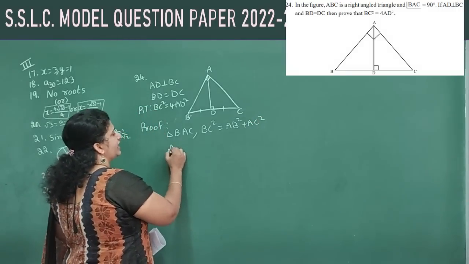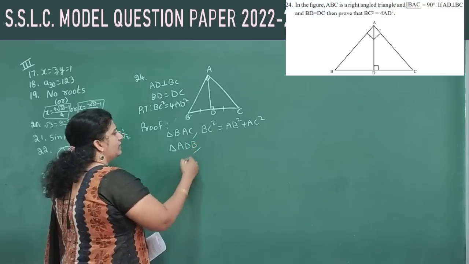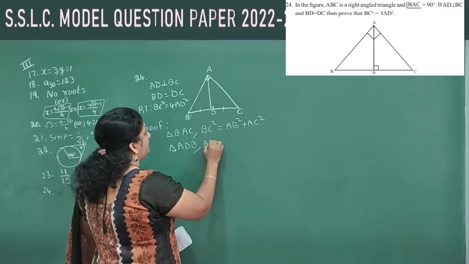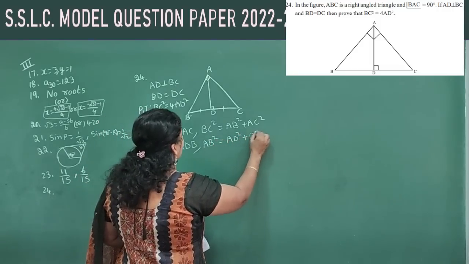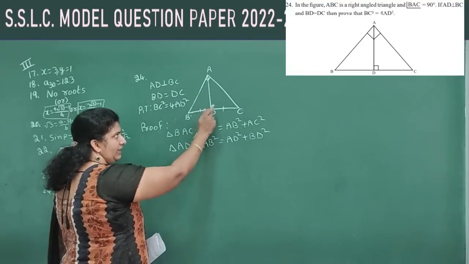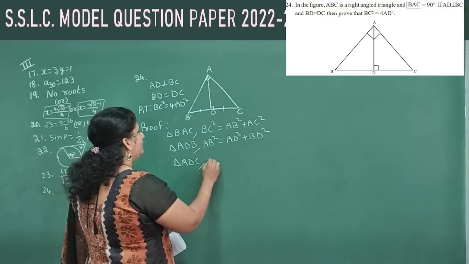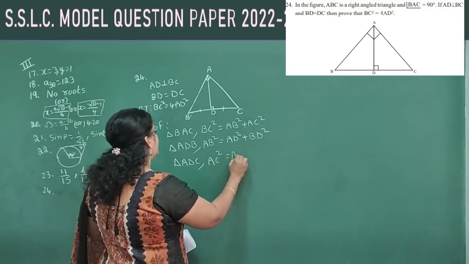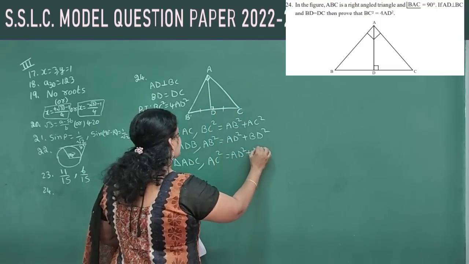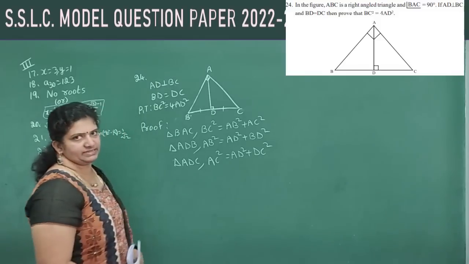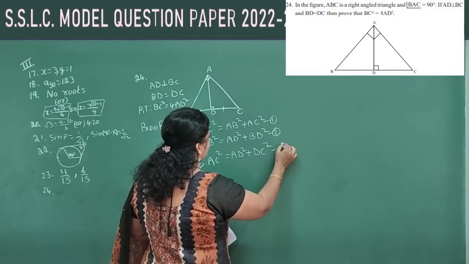Now consider the triangle, what is the triangle here? ADB. Apply Pythagoras. AB square is equal to AD square plus BD square. Similarly, consider this right triangle, triangle ADC. AC square is equal to hypotenuse square is equal to sum of the squares of the other two sides, AD square plus DC square. Mark this as 1, 2, 3.